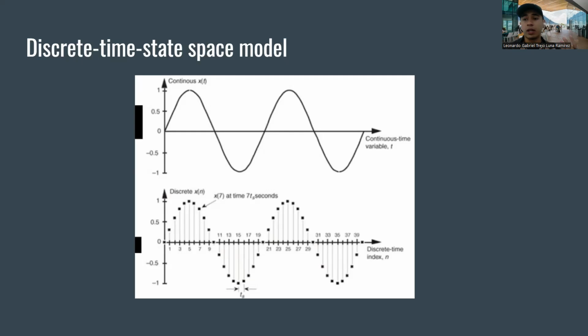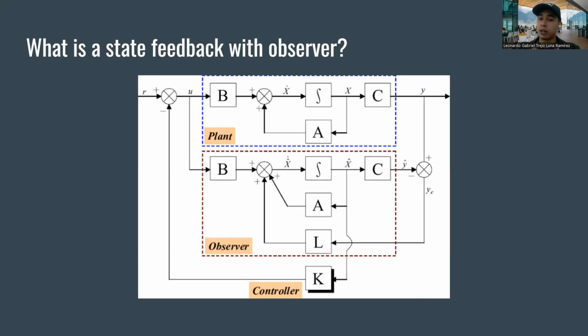So in order to get a controller that can deal with this, we have to discretize the continuous model to get a discrete time state space model that can be applied to a physical controller. Now, talking about an important thing, the observer, the state feedback with observer. Well, it is an estimator. It's a system that provides an estimate of the internal state of a given real system, any real system, and that is taken from the measurements of the input and the output of the same system.